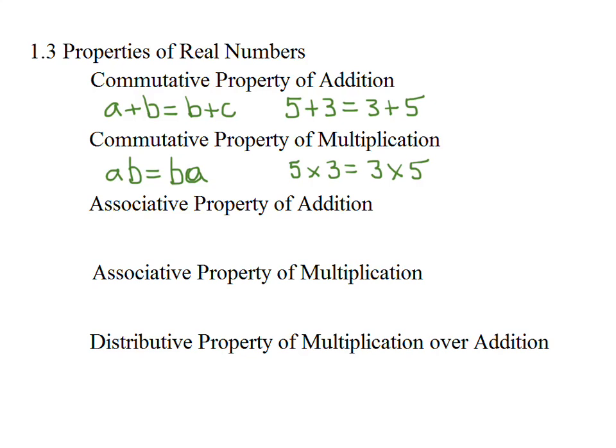Now, odd as it may seem, there are some forms of multiplication that are not commutative. So when you're dealing with matrices and things like that, they're not commutative. But we're dealing with real numbers, and there is a commutative property of multiplication.